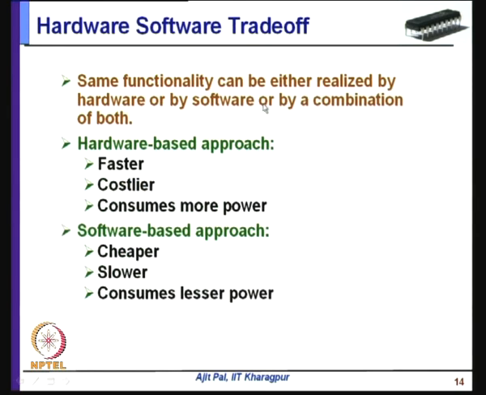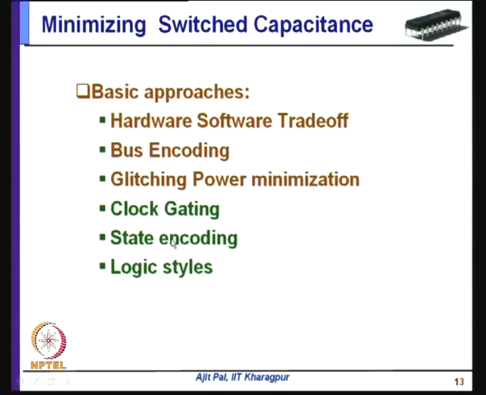So, same functionality can be realized by hardware or by software or by a combination of both, and as we know hardware based approach is faster, costlier and consumes more power. On the other hand, software based approach is cheaper, slower and consumes less power. So, you have to partition, you have to identify which part you will realize by hardware and which part by software, and then you get the best reduction in power dissipation. So, that is the hardware software trade-off.